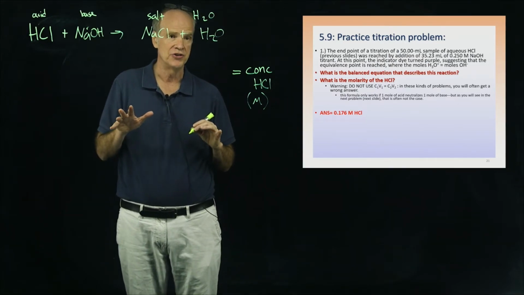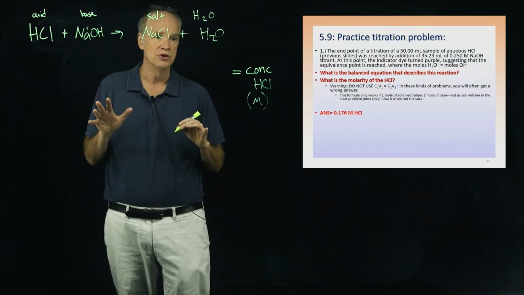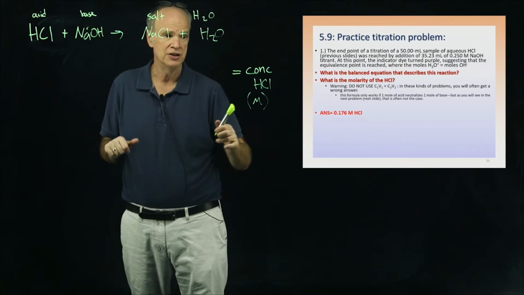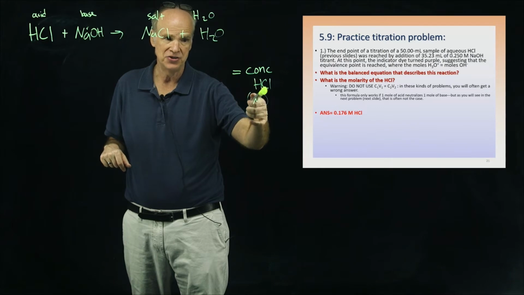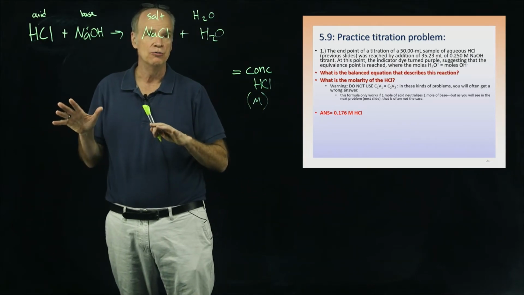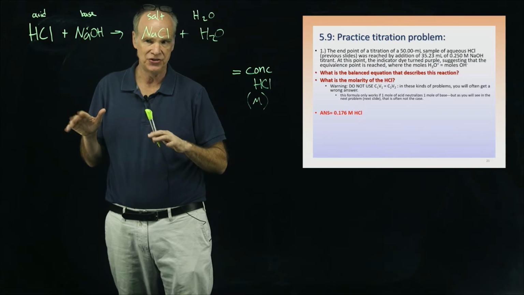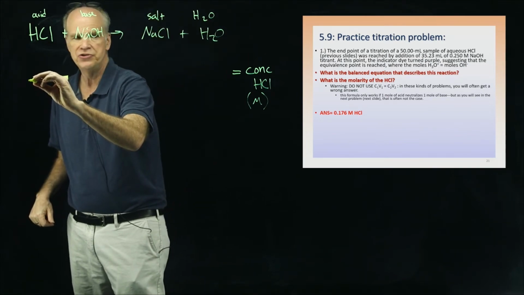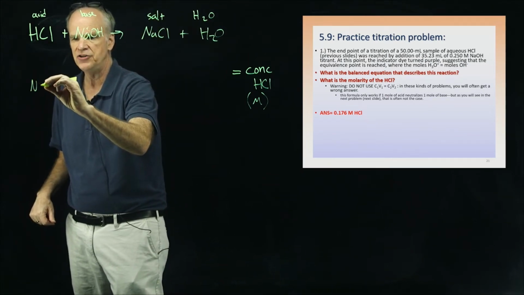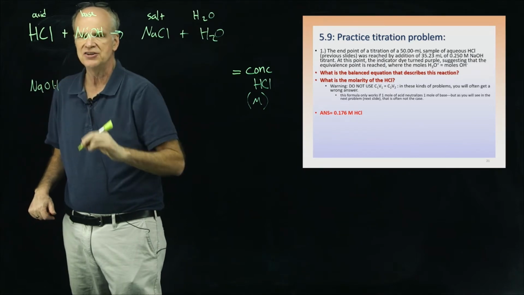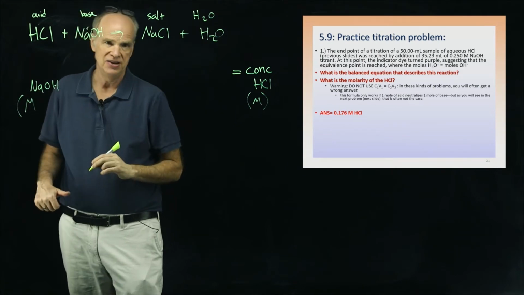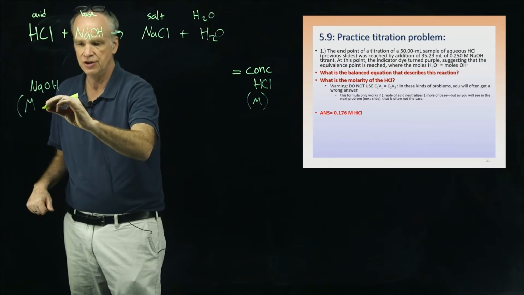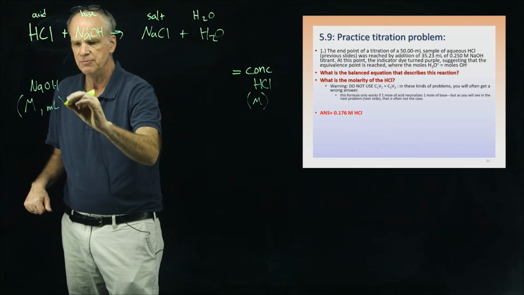The basic rule in solving these problems is this. If you're doing an acid-base titration, and you're trying to find information about the acid, here the concentration of the acid, you start with information about the base. So we're going to start the problem using information about the base, and the base here is NaOH. We're given the concentration of the base, in molar, and also the volume of base, in milliliters.